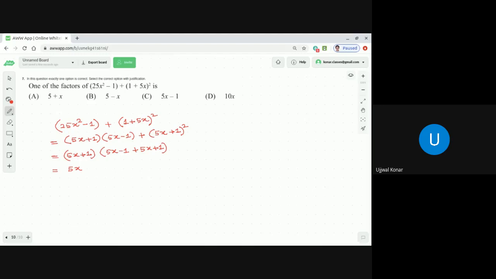Why? Look into the bigger picture. That you missed, na? Got my point? Yeah. So 5x plus 1 into 10x. Got it? Now that is why 10x is a factor. Okay.